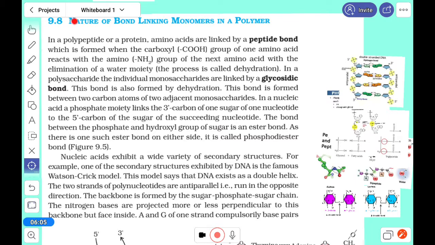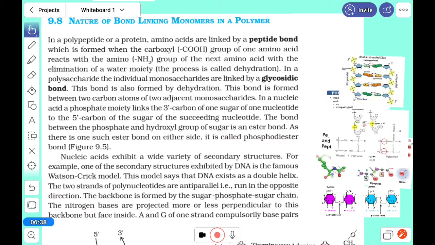Next part, nature of bond linking monomer in a polymer. Okay, so we already discussed the starch, protein, fat. These are the polymers, and they are linked with unit monomers like glucose, like amino acids, like fatty acid, glycerol. So here the bond. This part is already discussed, but once again I'm just reminding you of the peptide, glycosidic bond and some other bonds.